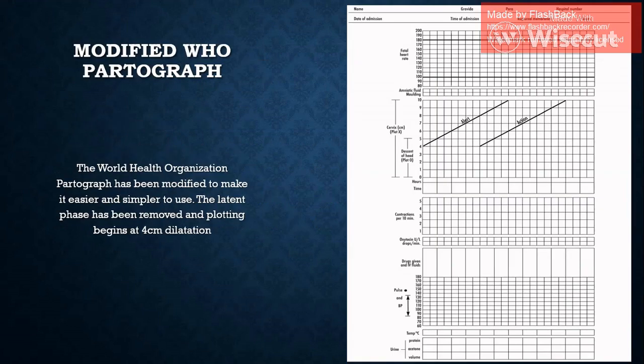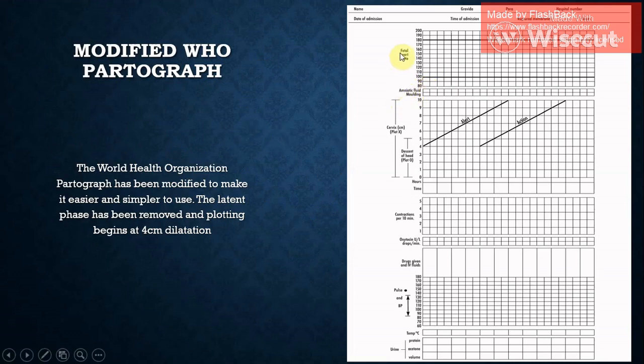Coming on to the modified World Health Organization Partograph. The World Health Organization Partograph has been modified to make it easier and simpler to use. The latent phase of labor has been removed and the plotting of the partograph begins at 4 cm of cervical dilatation. So this is a picture of the World Health Organization Partograph.